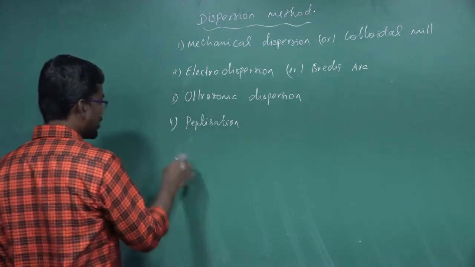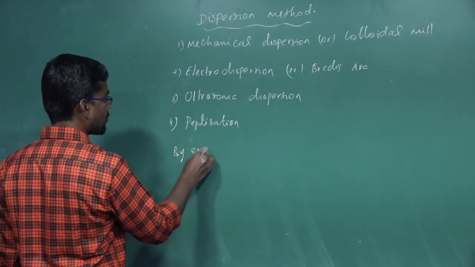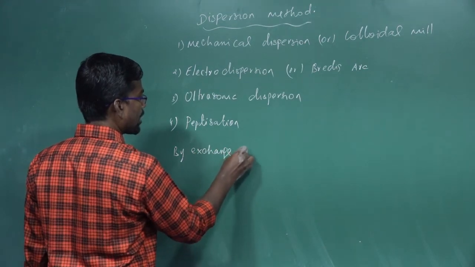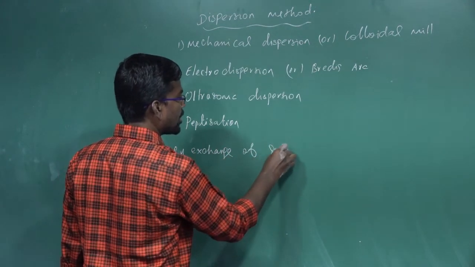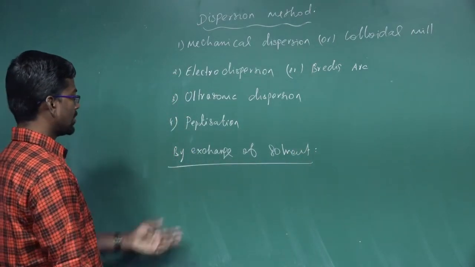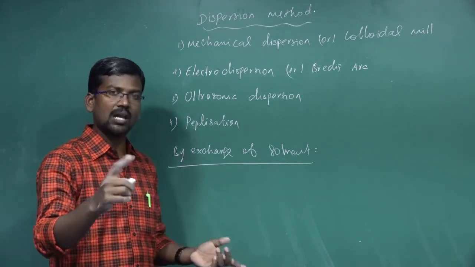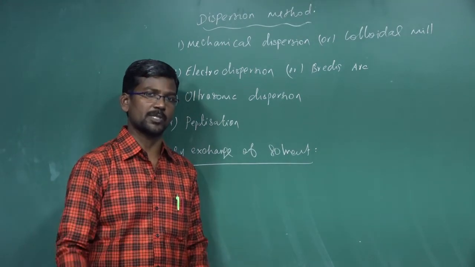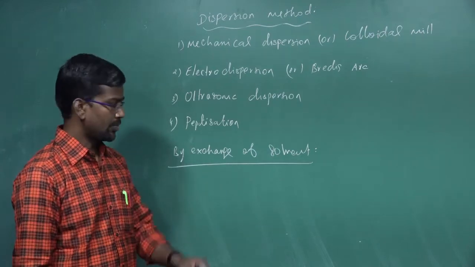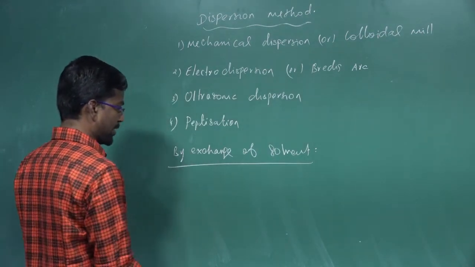Another method is by exchange of solvent. The simple method of exchange of solvent is the exchange between the dispersion phase and the dispersion medium, known as exchange of solvent. For example, in the preparation of a colloidal solution of phosphorus or sulfur.